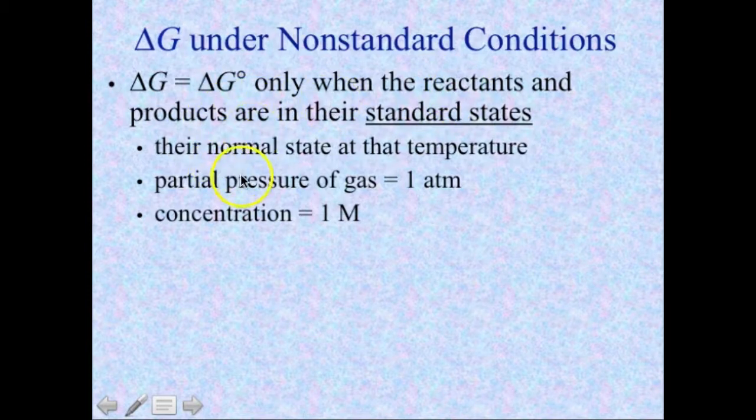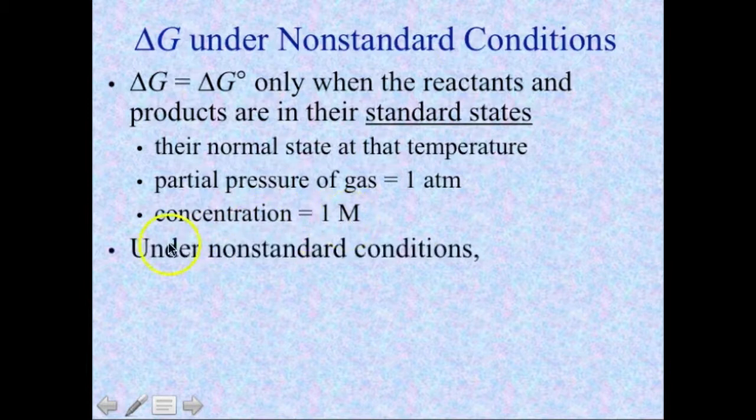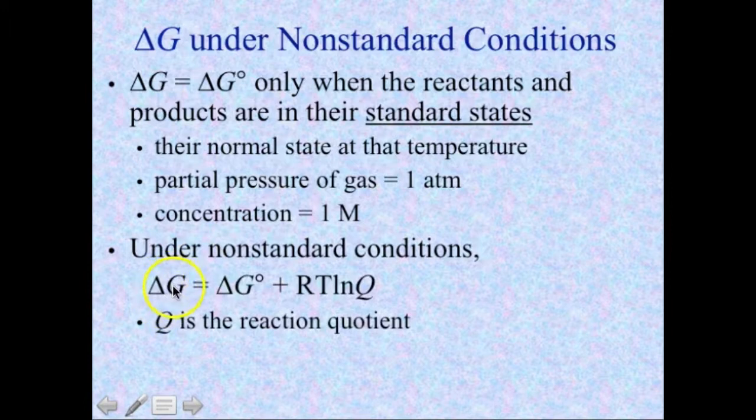Standard state means their normal state or phase at that temperature. If you're talking about a gas, the partial pressure of the gas will be 1 atmosphere. And if you're talking about a solution, the concentration will be 1 molar. Now, under non-standard conditions, delta G equals delta G0 plus RT ln Q, where Q is the reaction quotient.